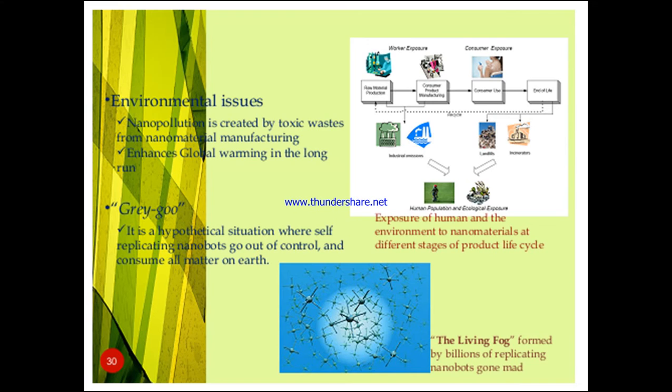Enhanced global warming in the long run. When we go for a long run, we are going to have global warming. Grey goo. It is a hypothetical situation where self-replicating nanobots go out of control and consume all matter on Earth. So we have a living fog formed by billions of replicating nanobots gone mad. When we go with respect to the living fog or the grey goo, it is not in our control. That is what we have.